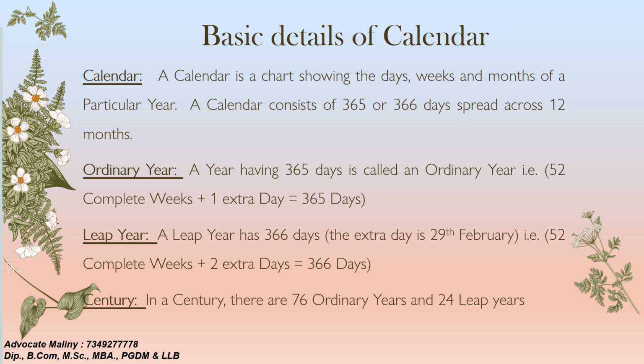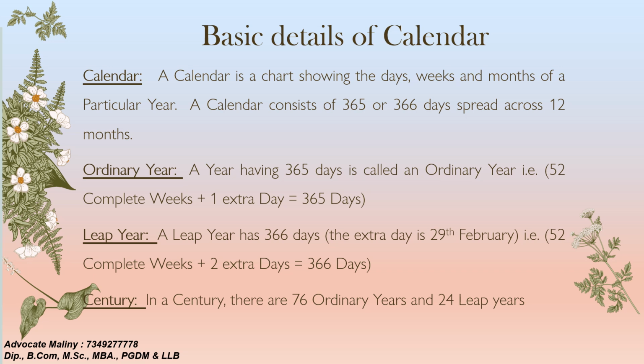So a calendar may consist of a year which has 365 days or a year which has 366 days. A year which has 365 days is an ordinary year, which means in February there are only 28 days. A leap year is a year which has a total of 366 days, which means in February there is one extra day, that is the 29th of February.